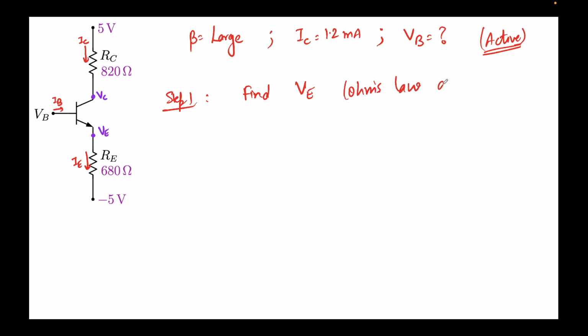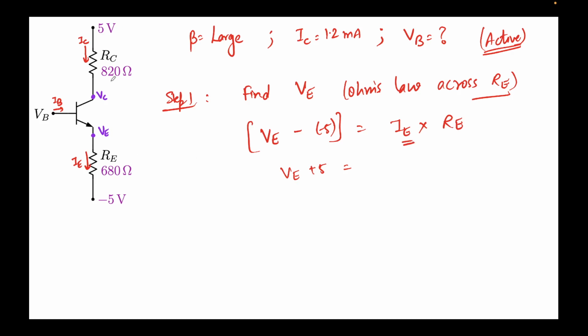Ohm's law across RE. If I apply Ohm's law across RE, this will be VE minus minus 5. What I'm doing here is this voltage minus this voltage. V equal to IR, IE times RE. So now I can write VE plus 5 equal to IE times RE. IE will be approximately equal to IC because we are given beta large. So I'll write VE equal to the value of IC, 1.2 milli, times the value of RE, 680 ohms, minus 5.